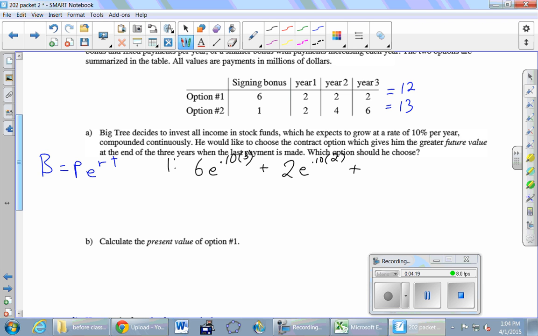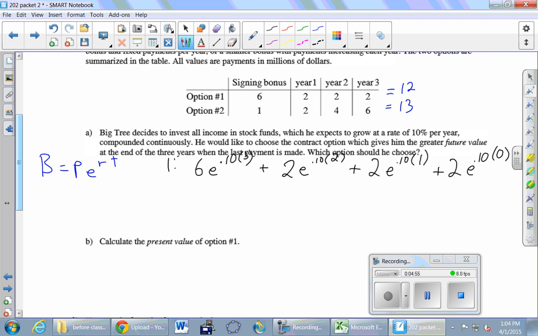Plus 2e to the 0.10 times 1, right? That's the middle 2 million, has only 1 year to grow. End of the 2nd year to end of the 3rd year. Okay, this last one we can just do easily, or we could use the formula, but it's just a plus 2, right? Because we're stopping the experiment that last day of the 3rd year when we get that last check. So it is just a plus 2. If you're a fan of patterns, it's e to the 0.1 times 0, which will work out to the same plus 2, right?